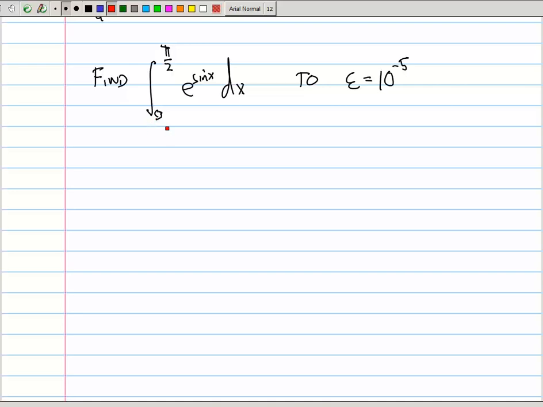Hi everyone, welcome back. We're now looking at the question. Our question is: find the integral of the function e to the sine x from 0 to pi by 2. And we are looking at an error value of epsilon equals 10 to the minus 5.